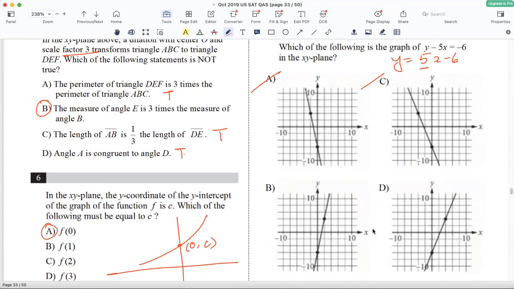And which one has a slope of 5? Let's check. So this is (0, -6), and this is (2, 4). So the slope here is 10 by 2, which is 5. So this should be my answer. And here I have (4, 4) and (0, -6). So the slope here is 10 by 4, which is 2.5. So D is wrong.